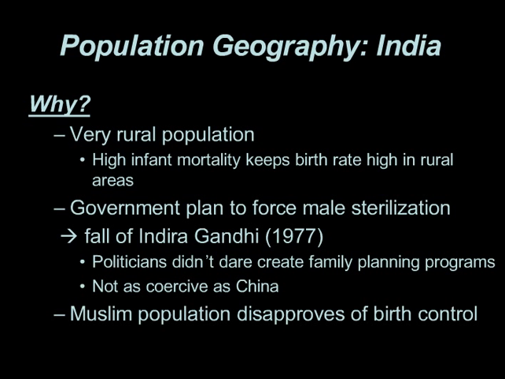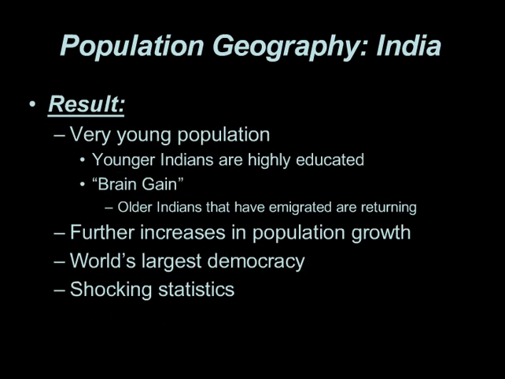which, obviously, is the same time China was having them. Further, although people don't really realize it, India has a very large Muslim population. It's only about 10% of the population, but 10% of 1 billion is quite a bit. And the Muslim population disapproves of birth control. Another reason why we have high population growth here. The result is India is a very young population. We can see the population pyramids are fattest at the bottom, an indicator of a very young population.